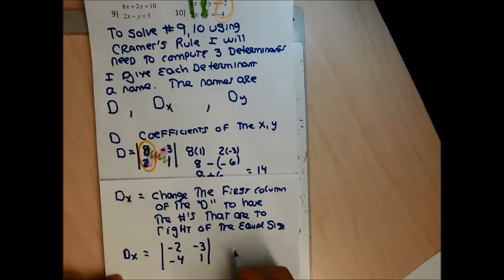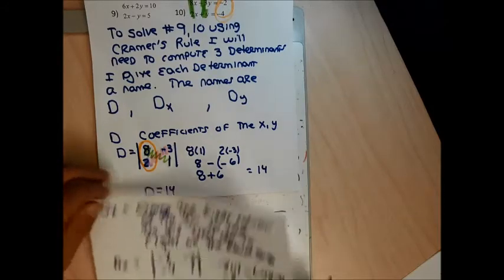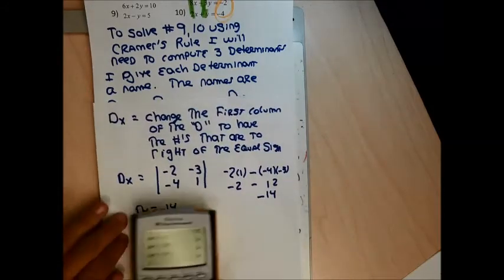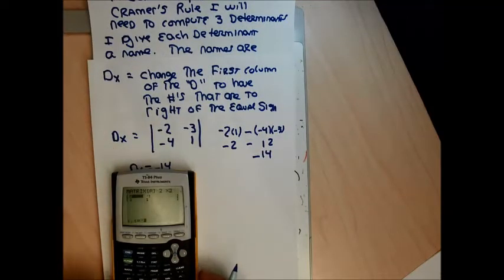I'm going to find this determinant by going -2 times 1, which is -2, and -4 times -3, which is 12, and I subtract those. -2 minus 12 is -14. So D sub x equals -14. In the last problem, I got D equal to 14. Let me make sure I haven't messed up. Enter this on my calculator. Second matrix, edit, -2, -4, -3, and 1. Second quit is -14.